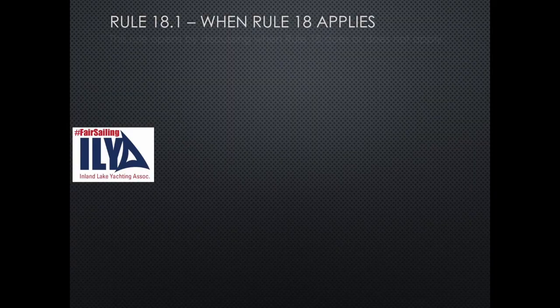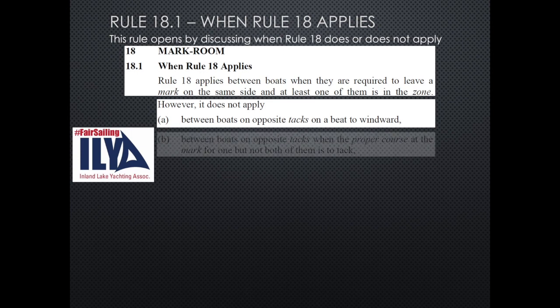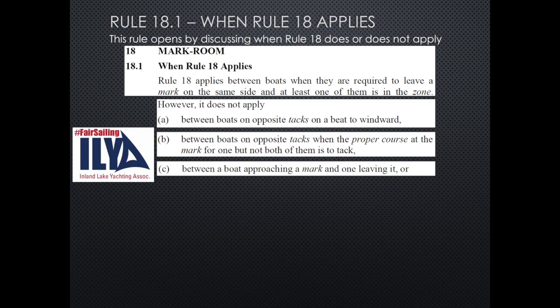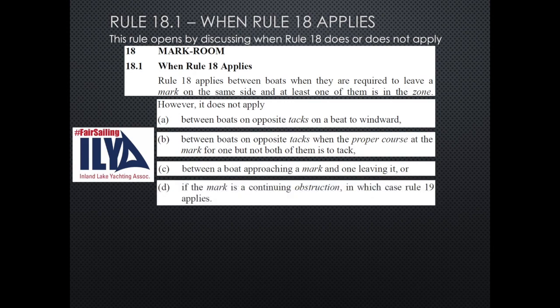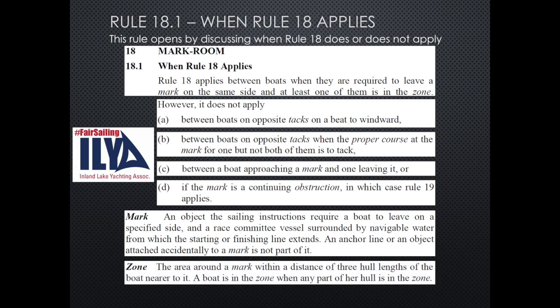But at its most basic form, Rule 18 applies between boats when they're required to leave a mark on the same side and at least one of them is in the zone. Zone is defined in the book as that 3 boat length circle. Now, the rule goes on to state a number of situations where it does not apply. So it doesn't apply between boats on opposite tacks on a beat to windward. It doesn't apply between boats on opposite tacks when the proper course at the mark is for one but not both to tack. Between boats approaching a mark and leaving it.